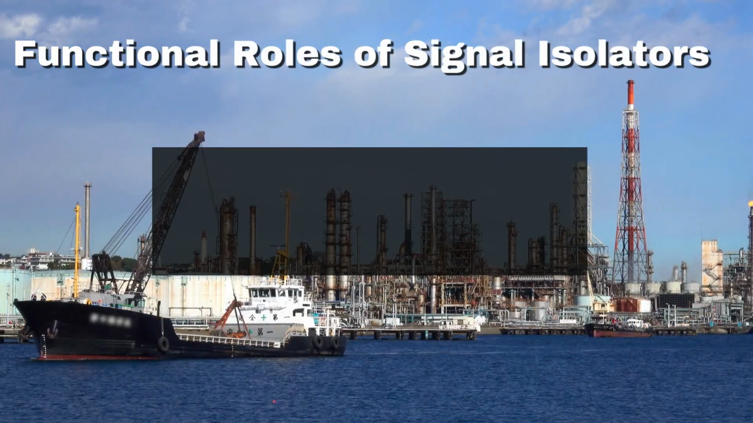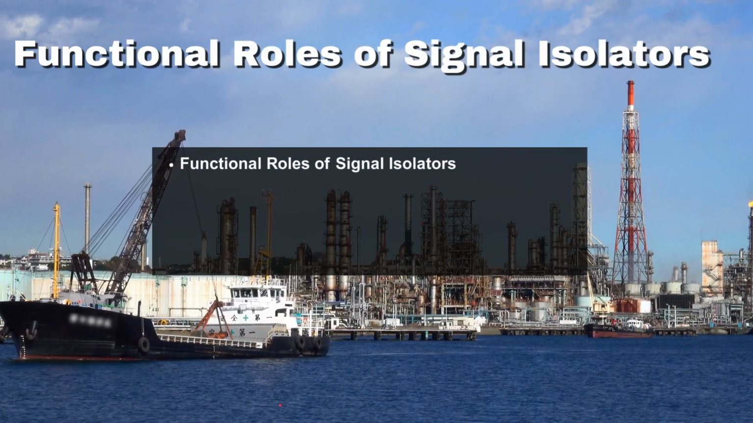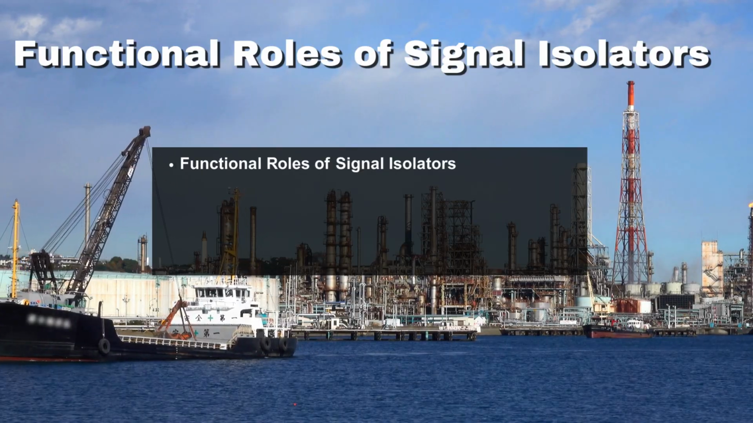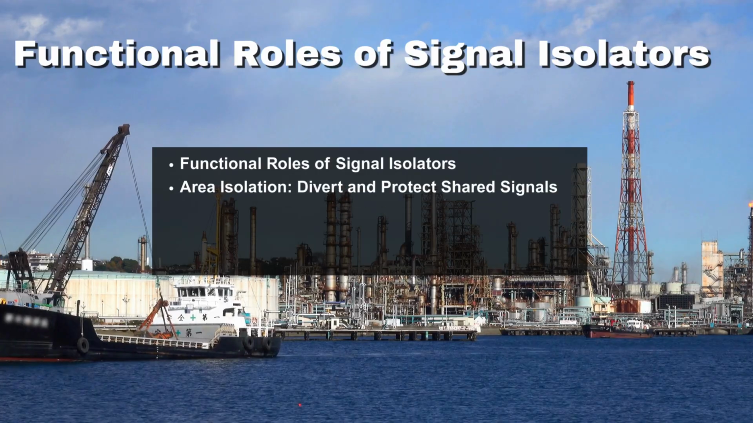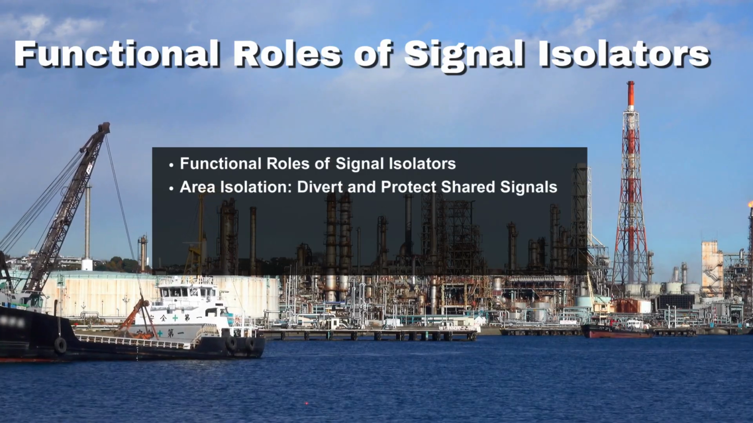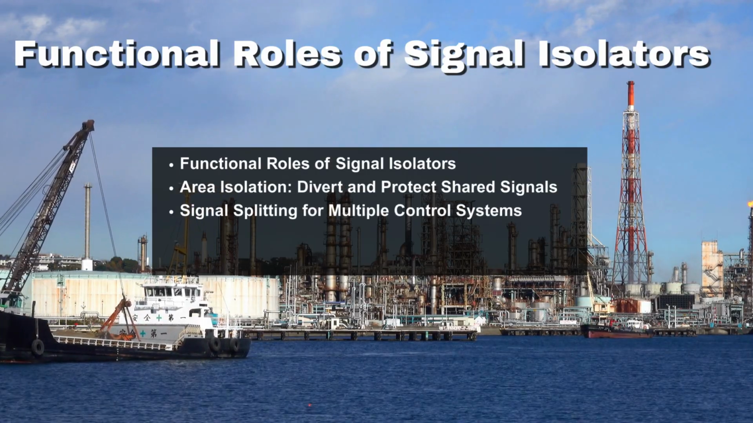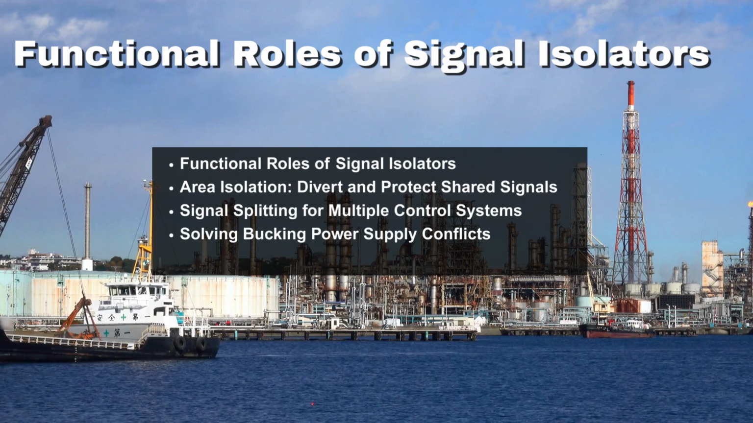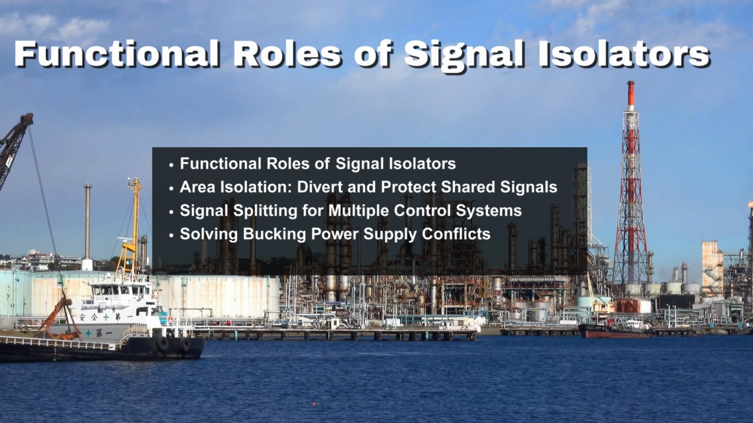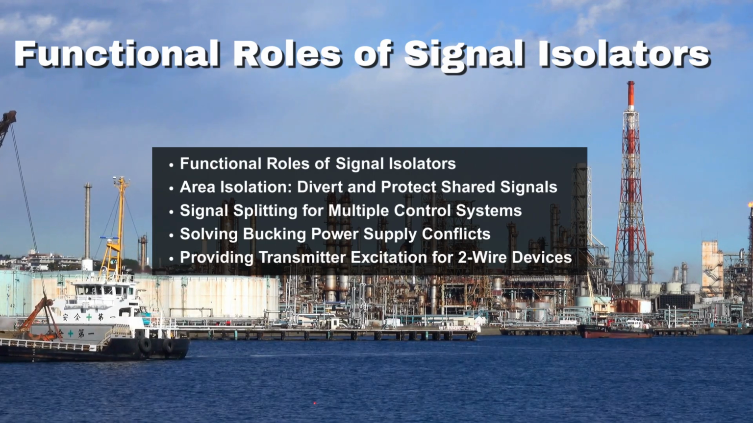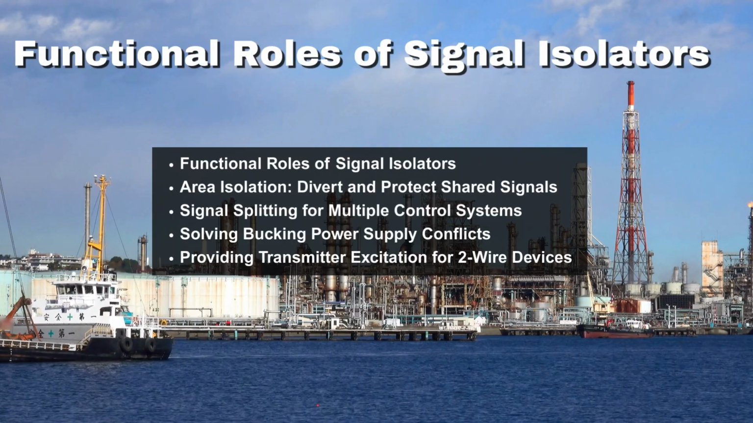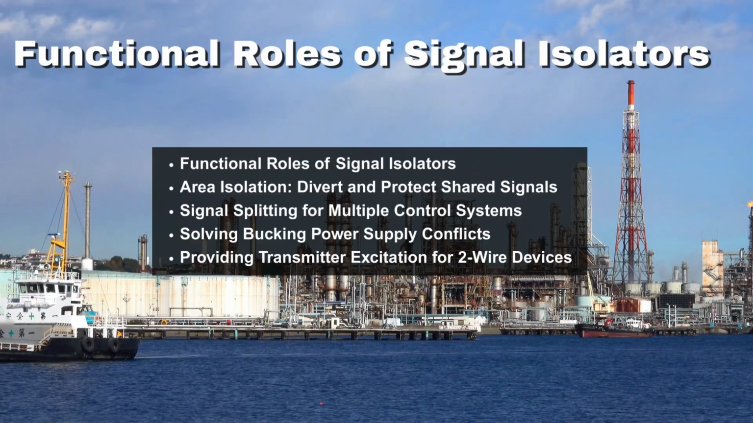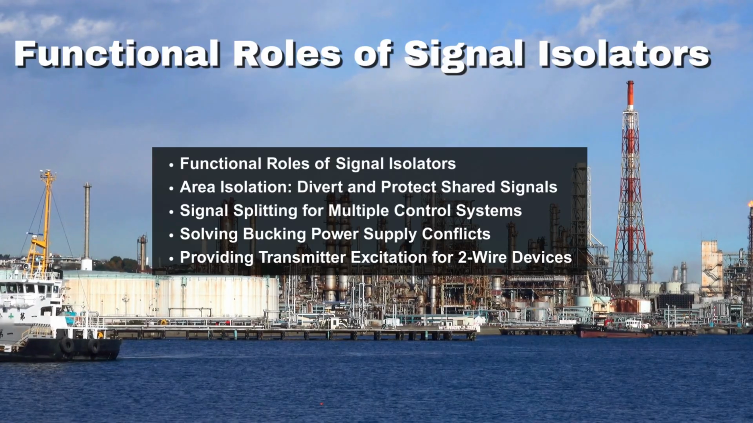In part 4, we'll focus on the functional roles of signal isolators and how they're used to solve real-world installation challenges. We'll examine how isolators protect and divert signals between systems, how splitters enable one transmitter to drive multiple control systems safely, how isolators resolve bucking power supply issues, and how they can even provide excitation power to two-wire transmitters. Together, these functions ensure reliable signals, safer maintenance, and more flexible system design.